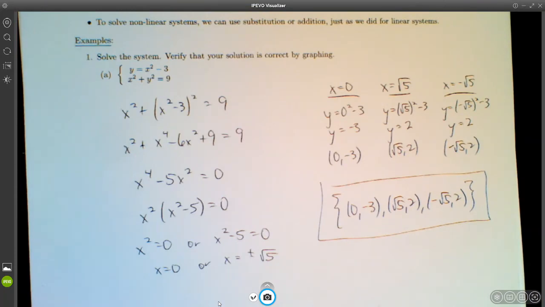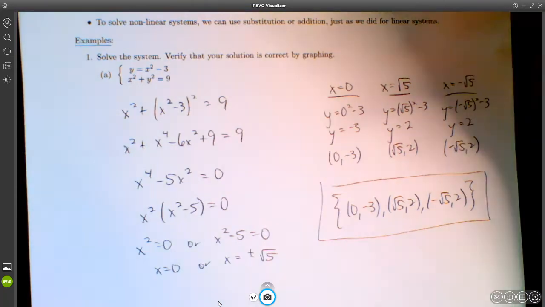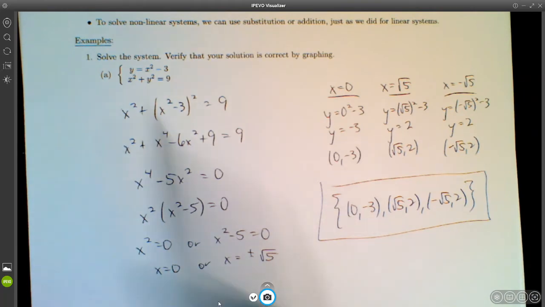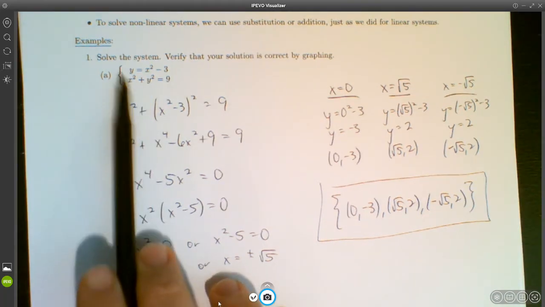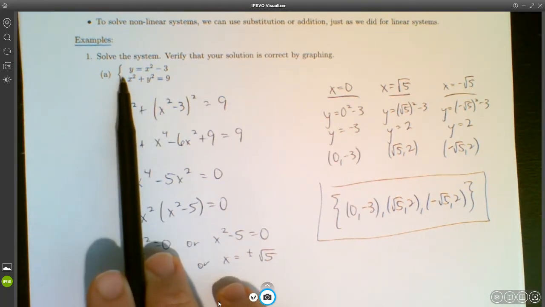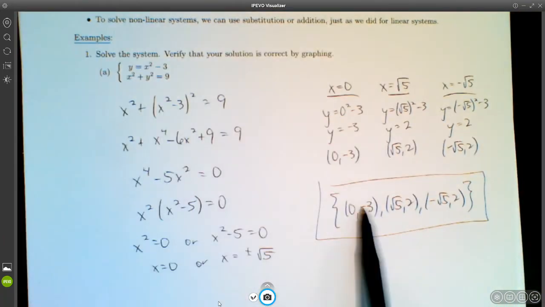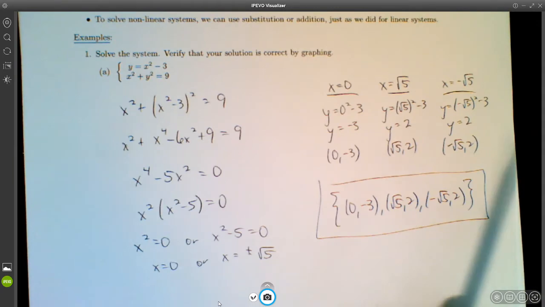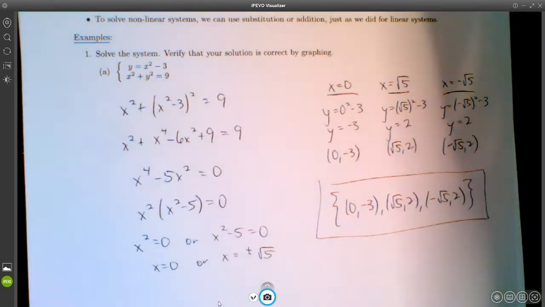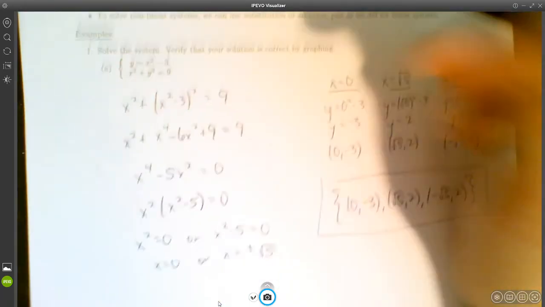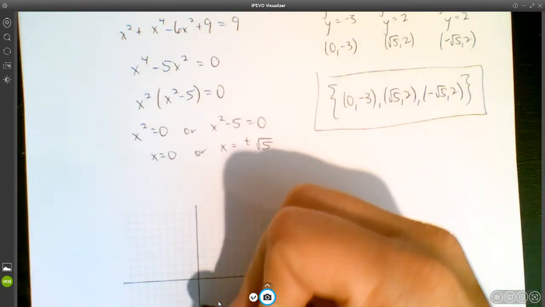Now let's verify that this is correct by graphing. Remember, the solution to a system should be the point or points where the individual graphs intersect. So let's see if these two graphs really do intersect at these 3 points. So I'm going to graph y equals x squared minus 3. That's just a parabola. It's been shifted down 3 units, right? Opens up.